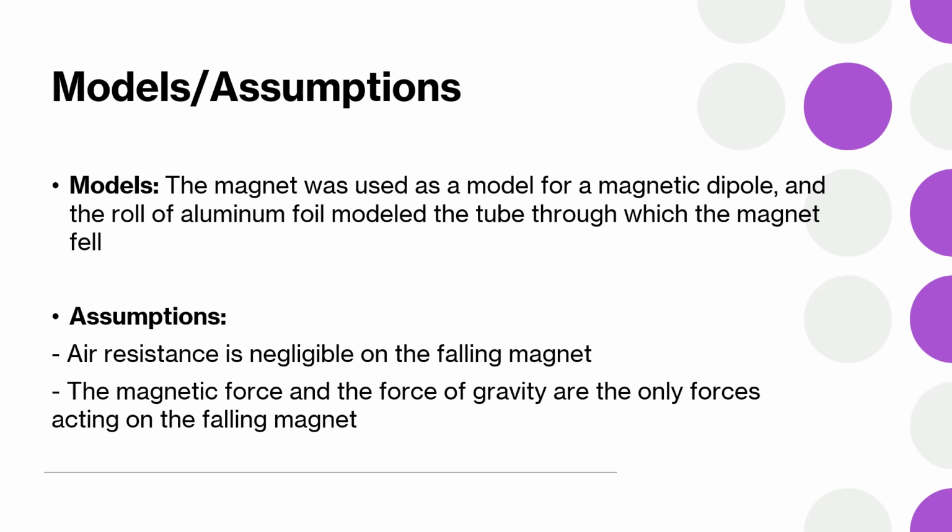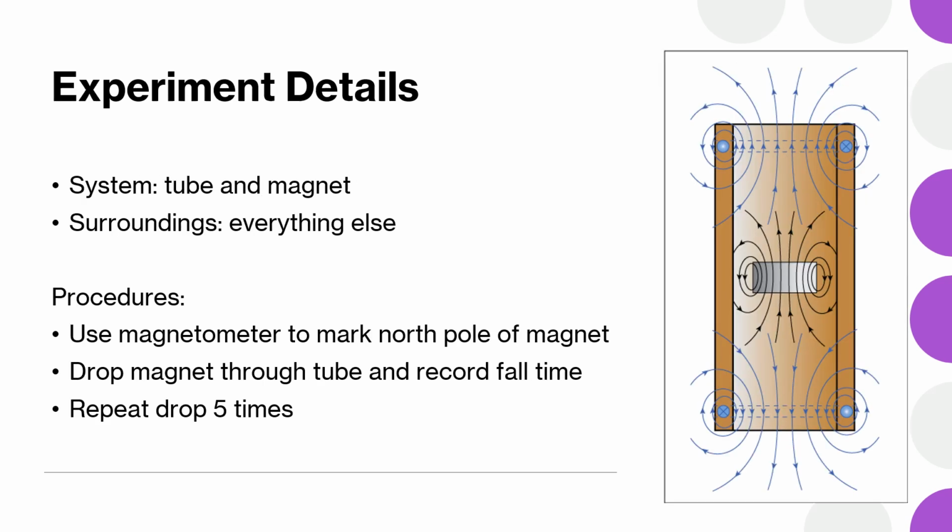Some models and assumptions. The magnet was used as a model for the magnetic dipole, and the roll of aluminum foil modeled the tube through which the magnet fell. Assumptions: air resistance is negligible on the falling magnet, and the magnetic force and the force of gravity are the only forces acting on the falling magnet. Experiment details: this system is the tube and magnet; the surroundings are everything else.